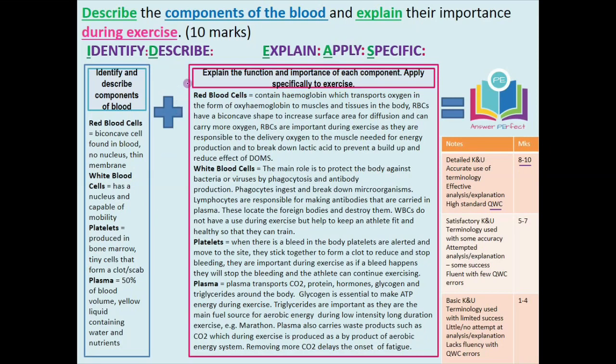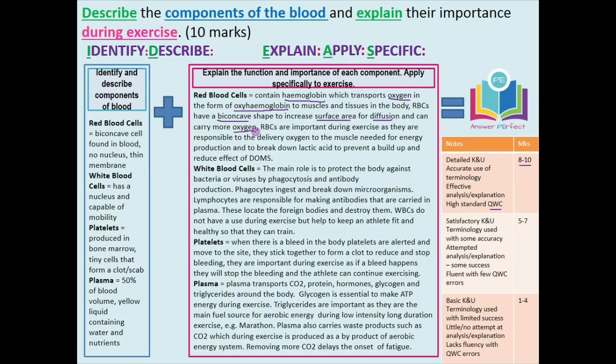So let's head to the red box then. This is where we need to explain the function and importance of each component and apply it specifically to exercise. Red blood cells contain this word here, hemoglobin. Really important you know how to spell this, because that A you may miss off. These transport oxygen in the form of oxyhemoglobin to the muscles and tissues in the body that need it. They have that biconcave donut shape, which increases the surface area for diffusion of gases, and it also means they can carry more oxygen.